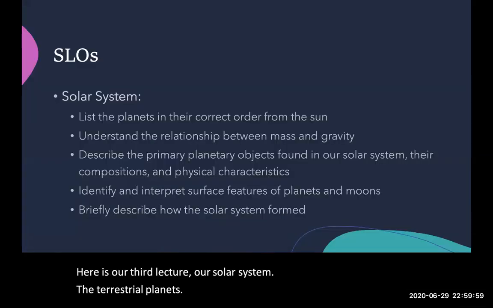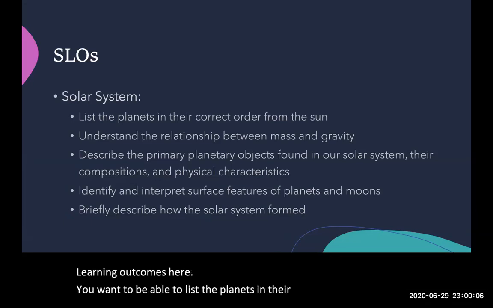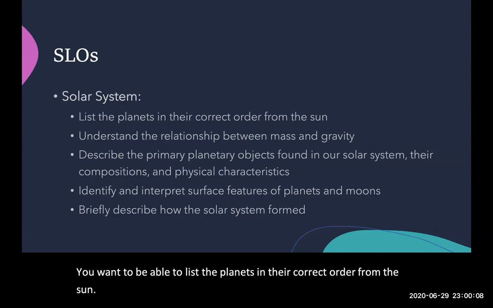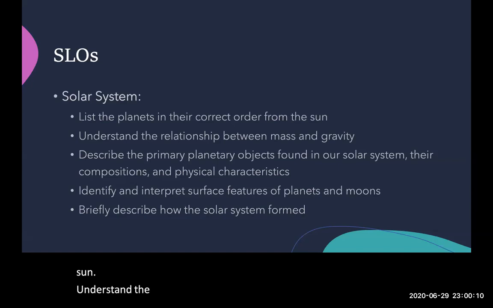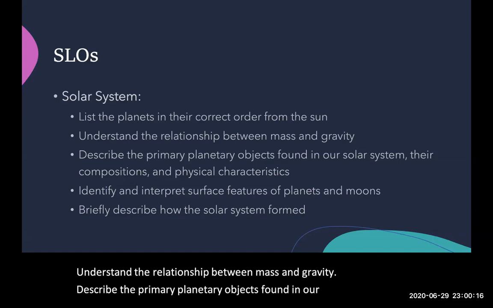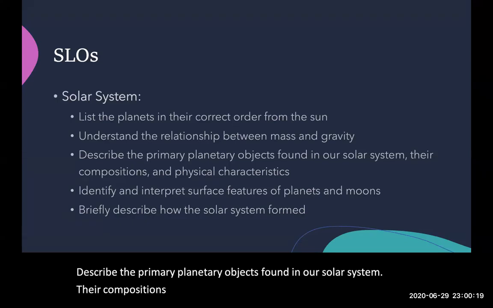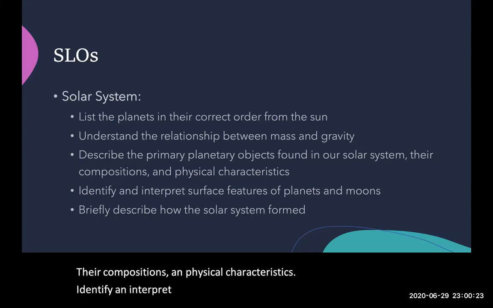Let's take a look at our learning outcomes here. We want to be able to list the planets in their correct order from the sun, understand the relationship between mass and gravity, describe the primary planetary objects found in our solar system, their compositions and physical characteristics, identify and interpret surface features of planets and moons, and briefly describe how the solar system formed.